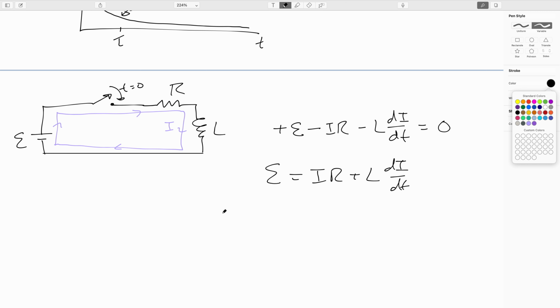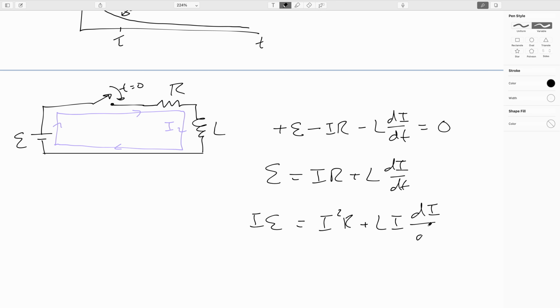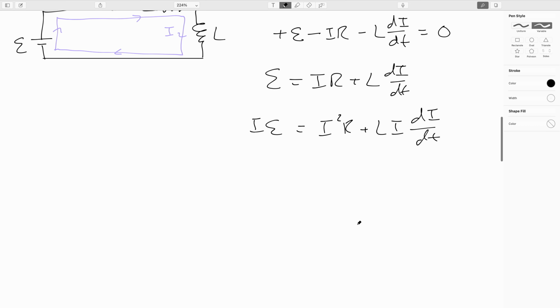Now, if I were to multiply everything through by the current, the term on the left will be I times EMF, and this will be I squared R. Then we have a plus L I dI/dt. Now we've seen the first two terms before. The first term, I times EMF, is the power delivered by the battery. The I squared R is the power dissipated by the resistor.